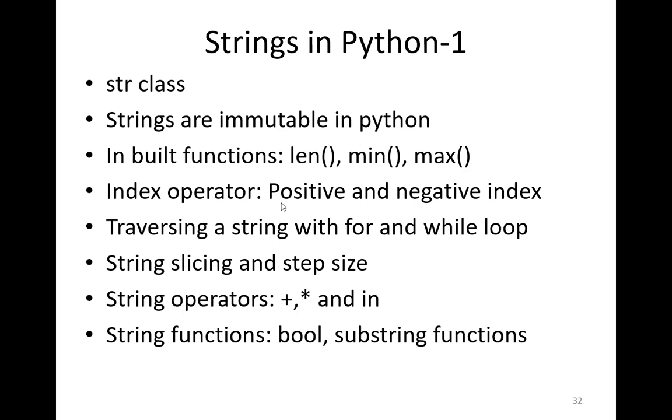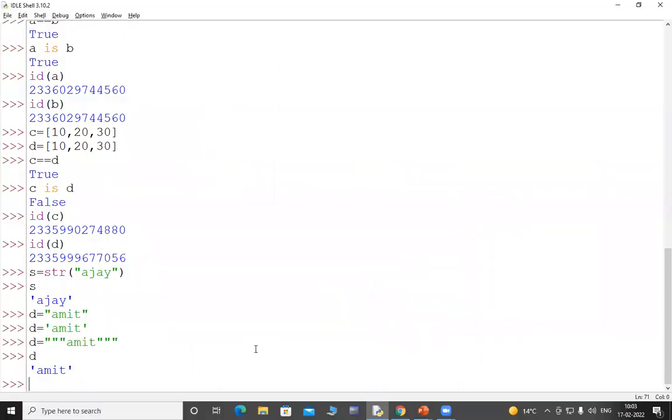Then we have discussed the index operator. Now let's see traversing a string with for and while loop. We'll discuss this. We have already discussed string slicing and step size. And then also have a look at string operators plus, star and in, and then some string functions and other functions we'll discuss, right?